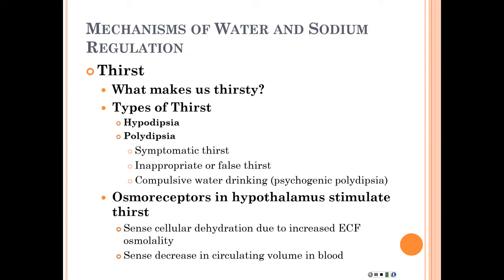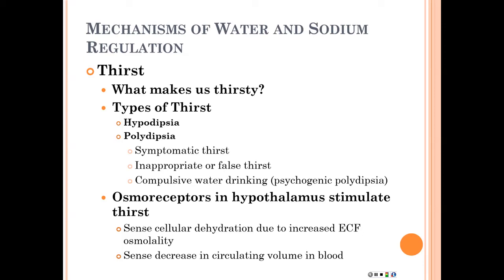We have some conditions that cause us to drink. Diabetes insipidus can actually cause you to drink, and thirst can be truly thirst. A person can truly be dehydrating or have true thirst. Now, thirst, or that craving to drink, is regulated by osmoreceptors in the hypothalamus. So it's that area of the brain.